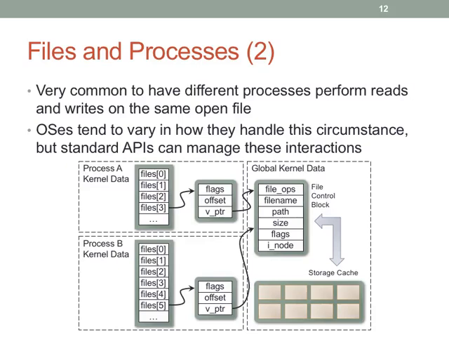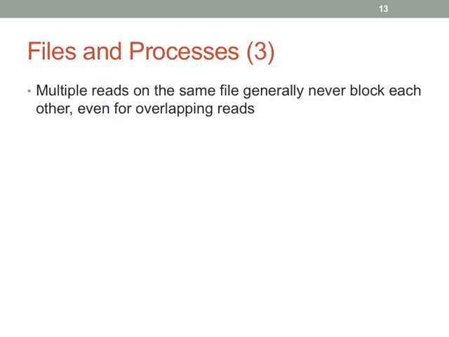So for example, it doesn't have to maintain the same consistency guarantees that databases do. Databases have a really strict set of requirements, but as long as the OS provides some basic requirements, then databases and other kinds of systems can be built relatively easily. Standard APIs can manage these interactions. Basically, if you have reads, nobody cares. Reads basically never interfere with each other, even when they're overlapping. Nobody really cares about that part.